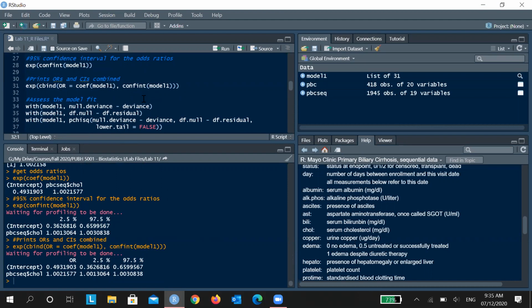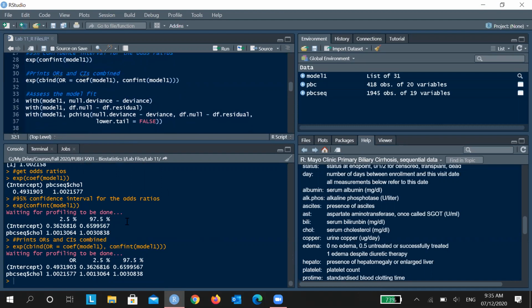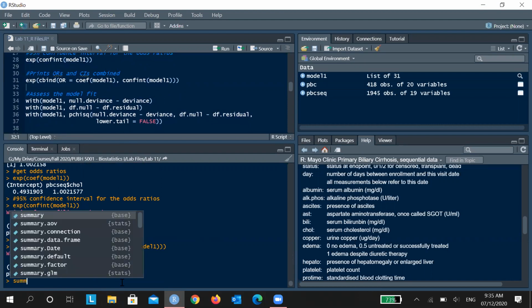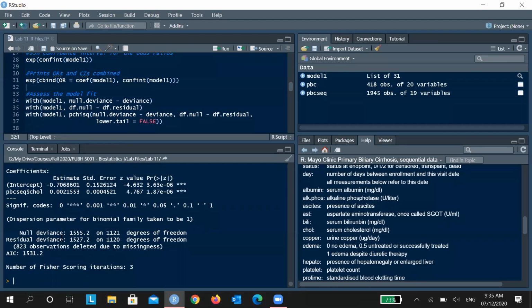Anyway, how do we assess the model fit? And again, this is just very introductory information here. Remember, let me call the model first here. Summary of model one. And so this is the null deviance and the residual deviance. One way to assess the model fit is that you can run hypothesis testing on these two and see if the difference between the null and residual deviance is statistically significant or not.